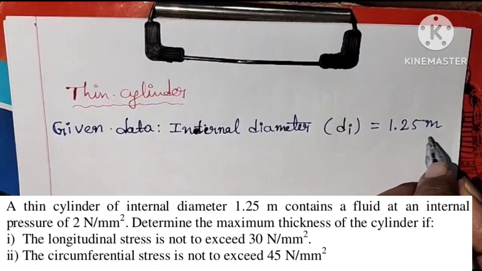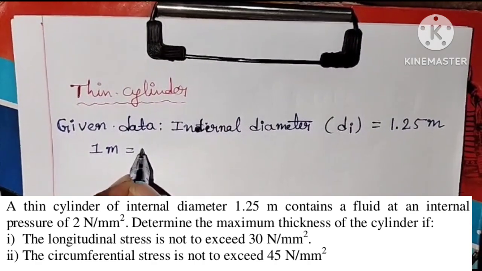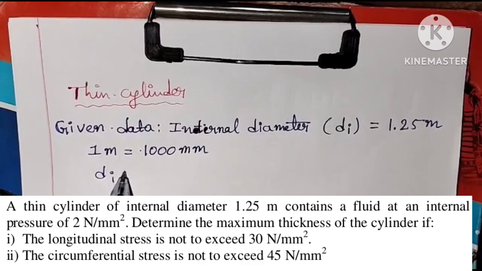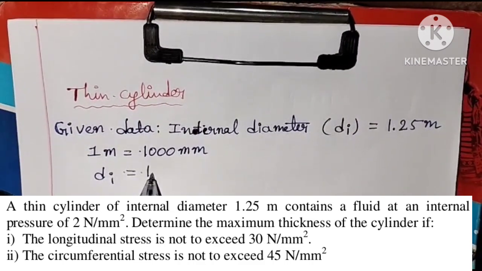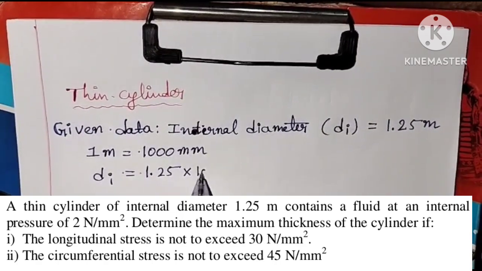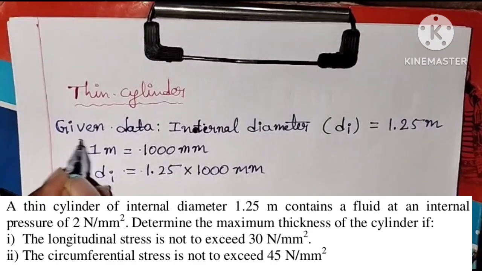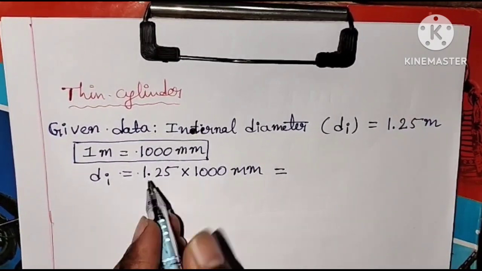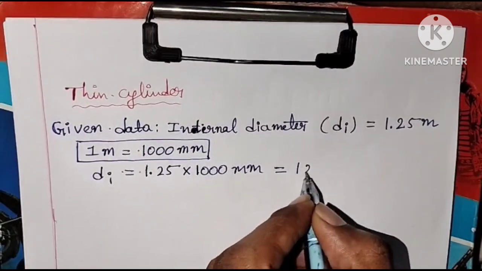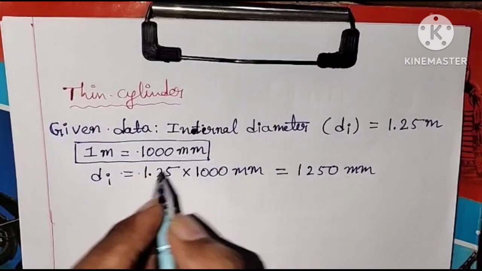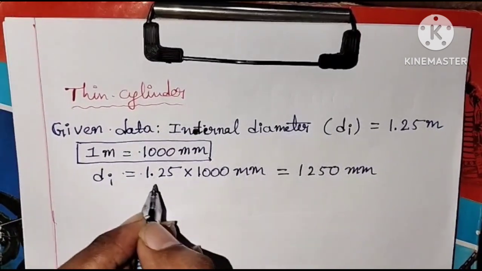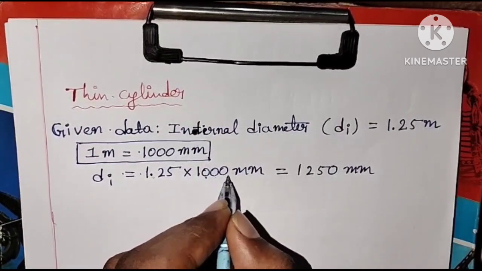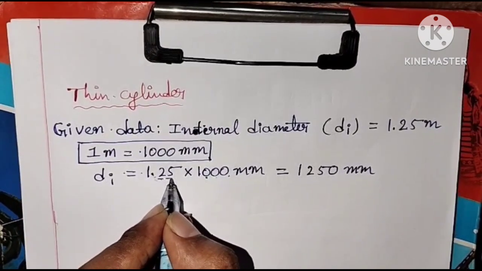Okay, so let us convert meters into millimeters. We know that 1 meter is equal to 1000 millimeters. Now internal diameter di is equal to 1.25 meters, which is 1.25 into 1000 millimeters. If you simplify 1.25 into 1000, how much? 1250 millimeters. Whenever we are multiplying with 10, 100, 1000, simply move the decimal point by the number of zeros, 1 2 3, and add 0.